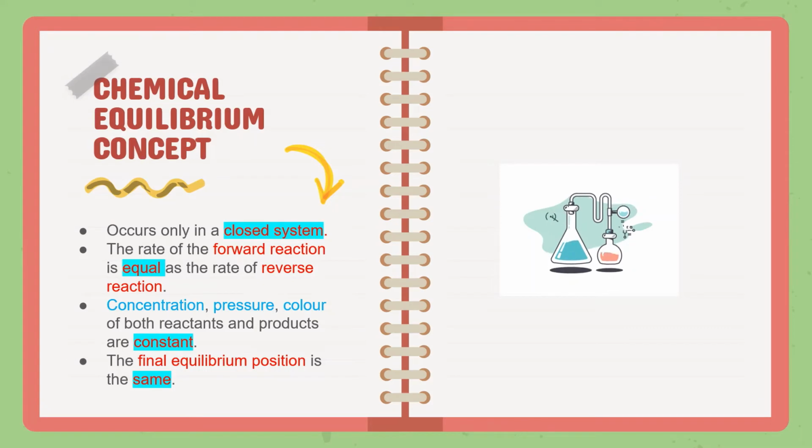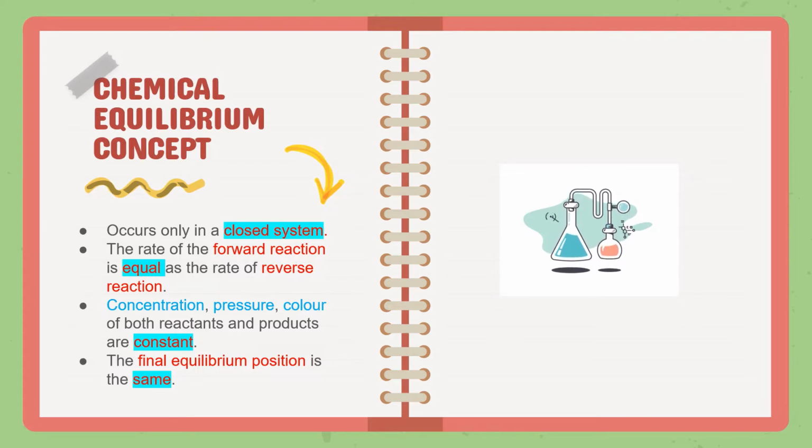Next, we're gonna go through to chemical equilibrium concept. What must we know about chemical equilibrium? We must know that chemical equilibrium only occurs in a closed system, where the reaction is carried out in a sealed container and none of the reactants or products are lost. In chemical equilibrium, the rate of forward reaction is equal as the rate of reverse reaction. The result of this equilibrium is that the concentrations, pressure, and color of both reactants and the products are constant and do not change. The final equilibrium position is the same.